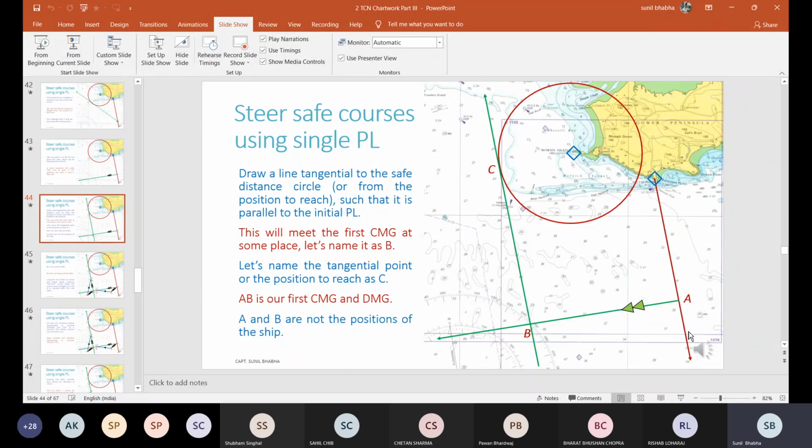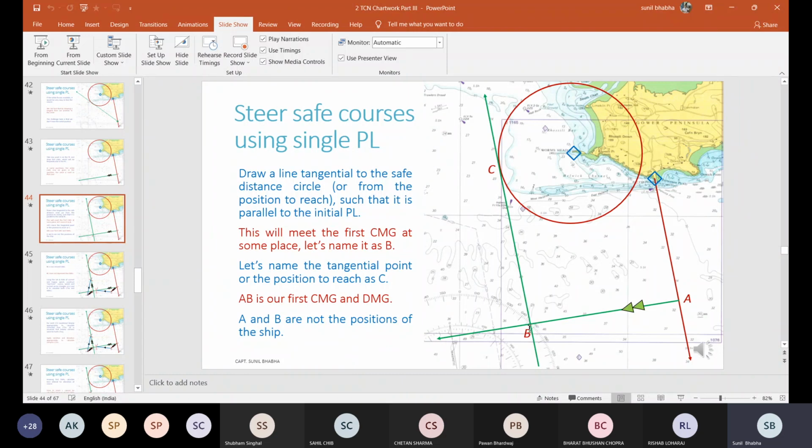Wherever you are on the initial PL, if you steer the AB course for this much distance, which is between these two parallel lines, you will always end up landing on line BC. You will land somewhere on the BC line. You could be anywhere, not necessarily on B. B is a hypothetical point. So you could be between B and C or away from B on the other side. You could be anywhere, but you will always land up on line BC.